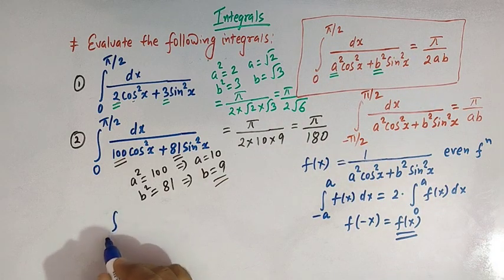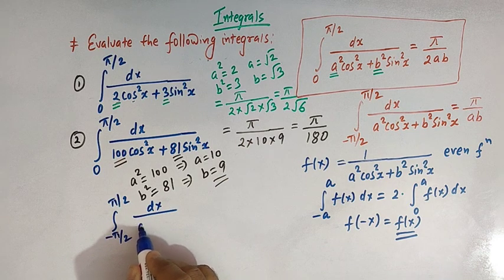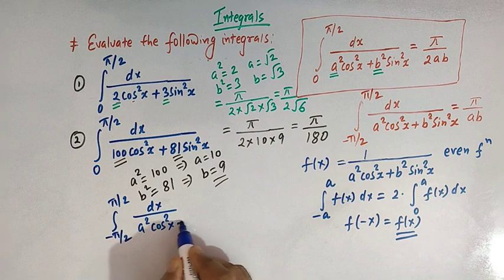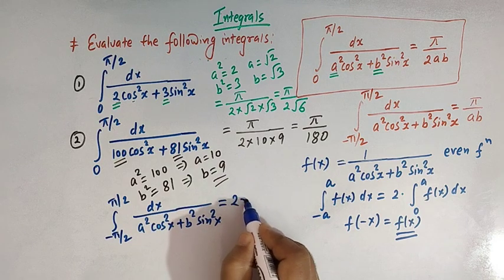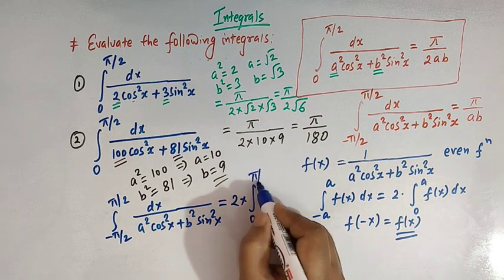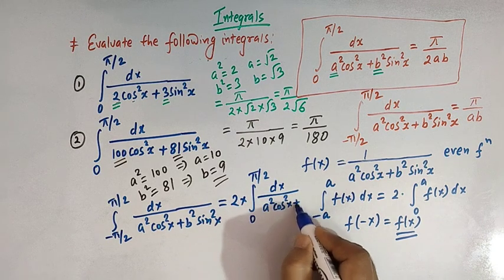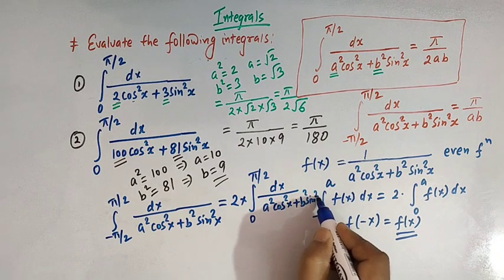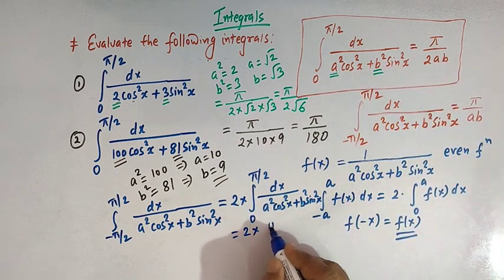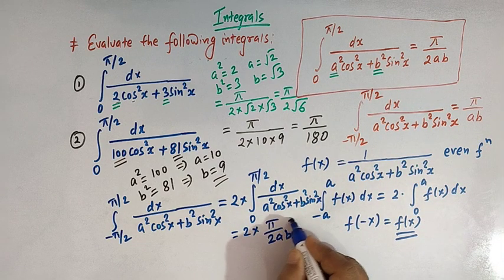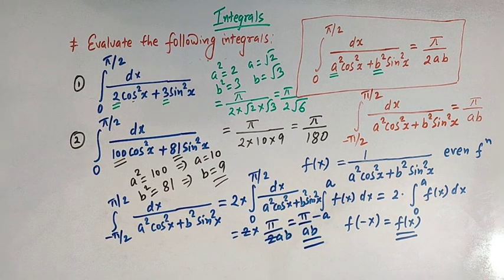That is, we can write the integral from minus pi by 2 to pi by 2 of dx over a square cos square x plus b square sin square x is equal to 2 times the integral from 0 to pi by 2 of dx over a square cos square x plus b square sin square x. So we have 2 times, and the value of this integral is pi over 2ab. So 2 and 2 get cancelled, so we have pi over ab, right?